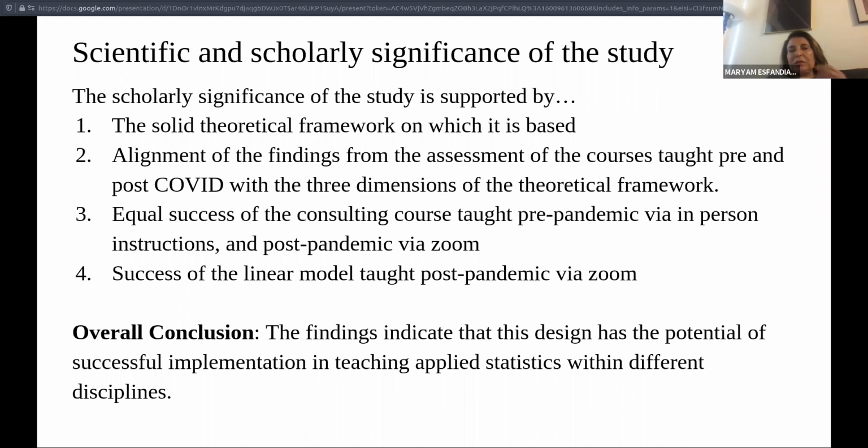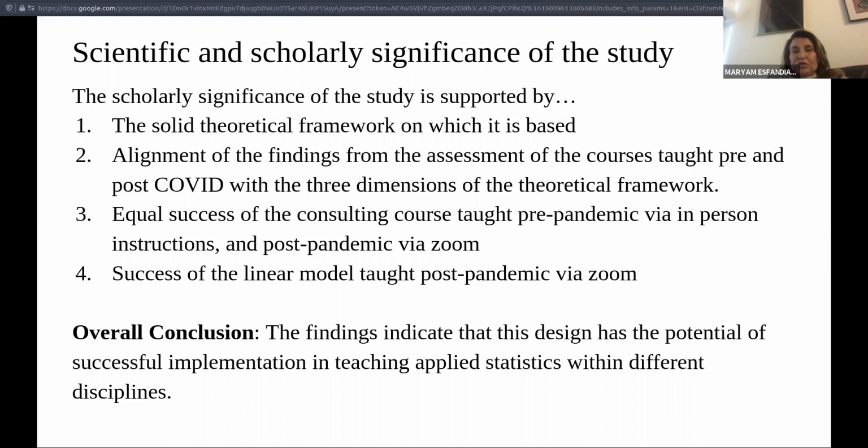So we see in these word clouds, as well as the quantitative findings reported, that students' comments are reflective of the 3 dimensions of the theoretical framework on which the course is based. And it's also interesting to see, as I showed in that plot of the means, that findings from the assessment of the courses taught pre and post-pandemic are pretty similar to each other, and interestingly enough, the same in the linear model course.